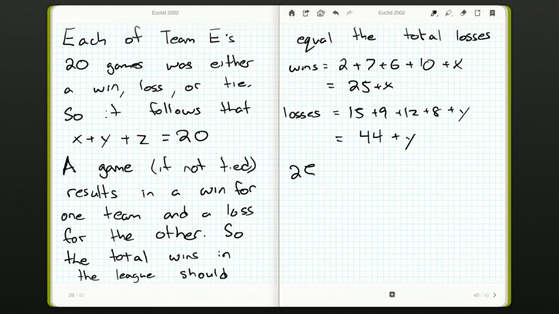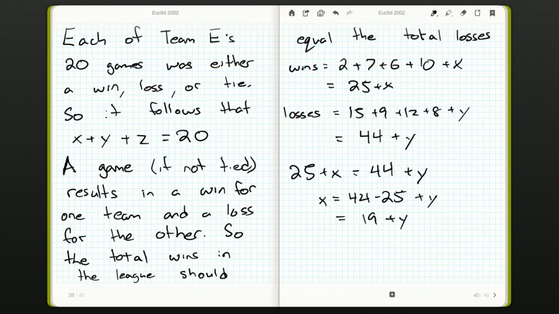Okay. So 25 plus X is equal to 44 plus Y. That means X and Y must differ very wildly. We'll just bring the 25 over. 44 minus 25 plus Y. And so 45 minus 25 would be 20, so it should be 19 plus Y. Okay.